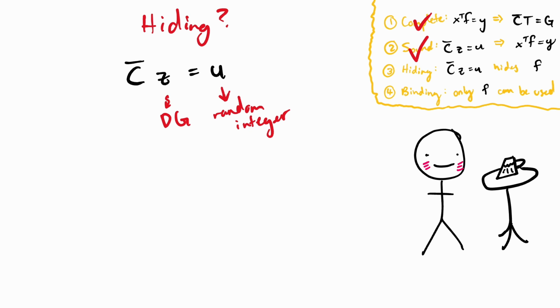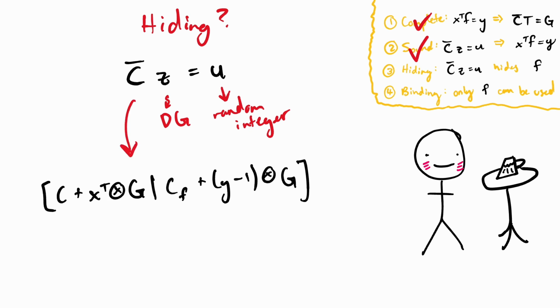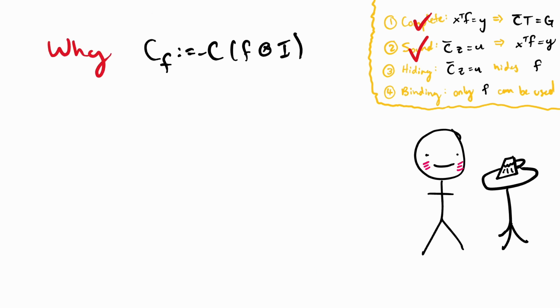So what do I have to do to actually construct c bar? Let's see, c is good, c is just random, x is the input, y is the output. And I think it's okay to know y, but what about cf? Cf is negative c times f tensor I. Wait a second, there's f in here. Uh-oh.